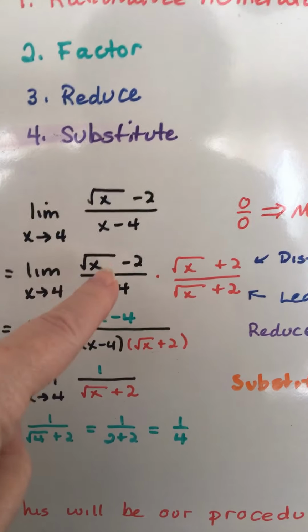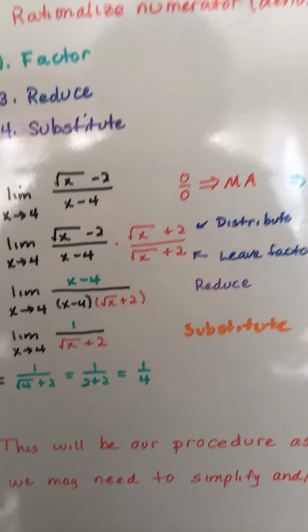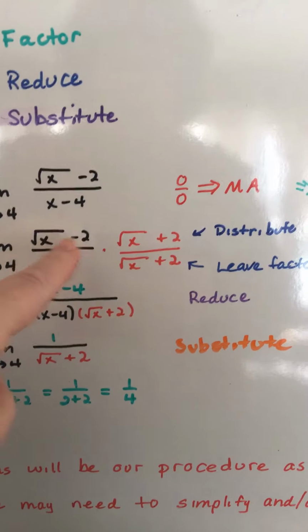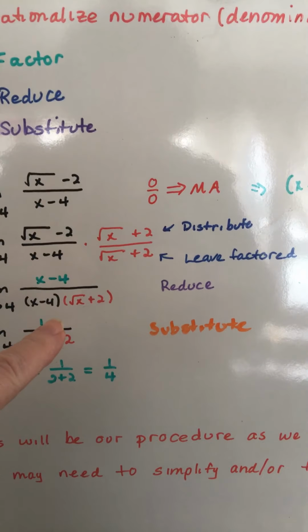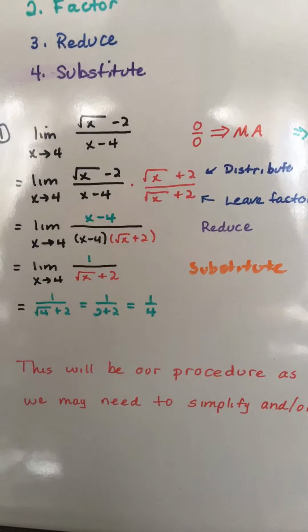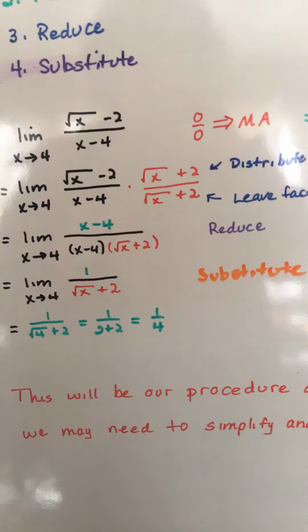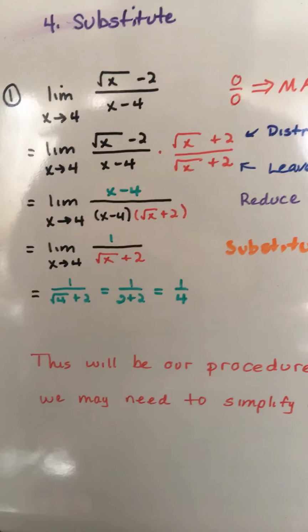So I rationalize my numerator. It's a minus, so I use the plus. I'm going to distribute. So when I multiply those, it's x minus 4. I leave the denominator factored. Wow, out came that x minus 4 as I knew it had to. And I reduce the x minus 4s, and I have 1 over.